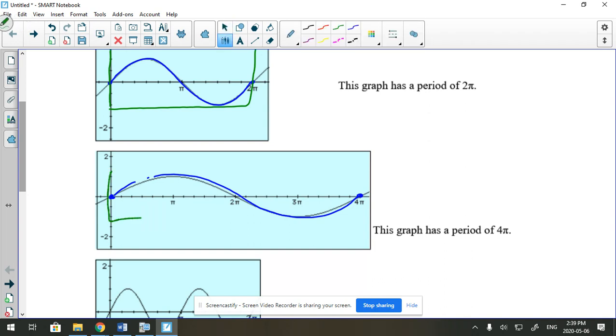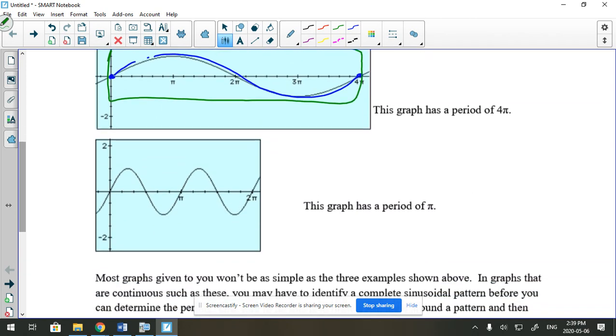Again, this one works out nicely. Most of the ones I'll give you work out nicely. Some you have to think about a little bit. So you can see the period of this graph is 4 pi. And same for this one here. You can see a complete revolution starts here, goes up, goes down, comes back up, and then that repeats itself again. Your period here is pi.